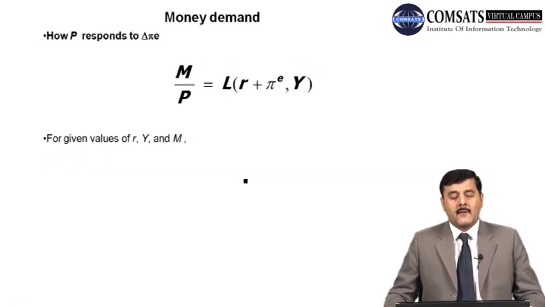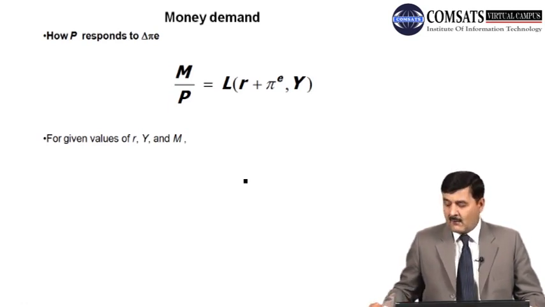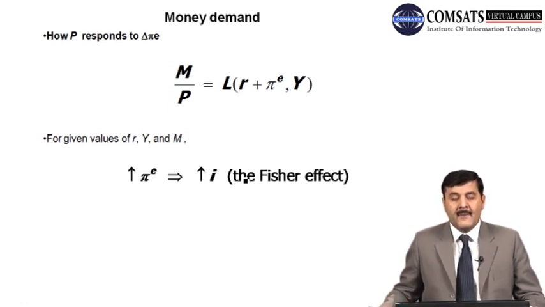How does P respond to delta πE? So, as we said, when there is a change in expected inflation, as in the previous example, when the government increases the money supply next year, there will be a change in expected inflation, right? People will expect some change in inflation, right? That is a change in πE, right? How can that change respond, how does P respond to that change? That's what we are going to see here now.